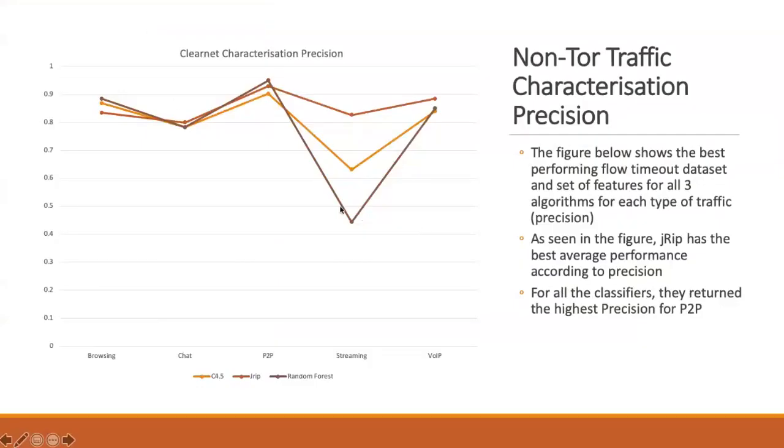The figure here shows the best performing flow timeout and set of features dataset for all 3 classifiers. In terms of precision, JRIP has the best average performance with the red line here. P2P returned highest precision for all classifiers, as you can see here.